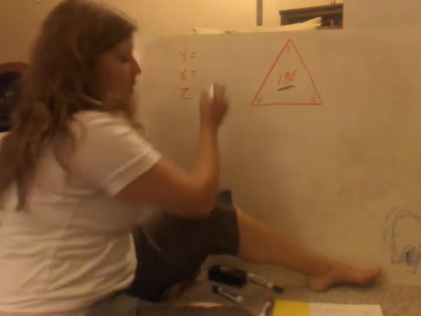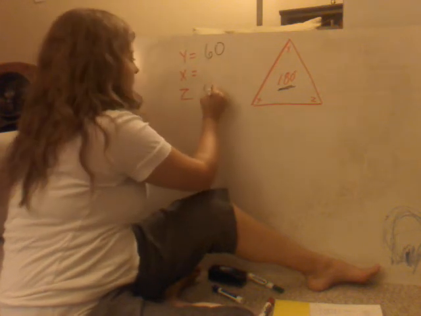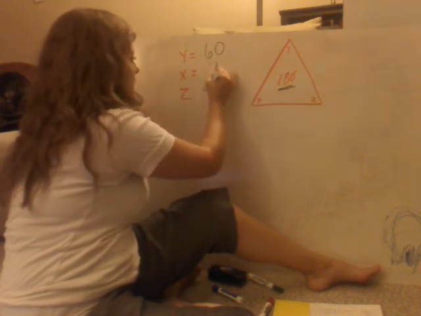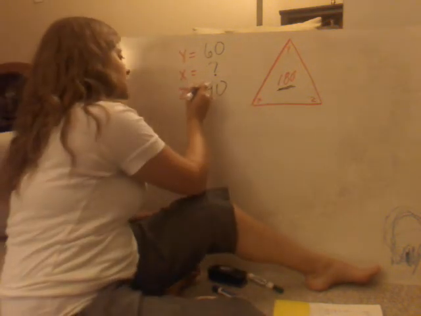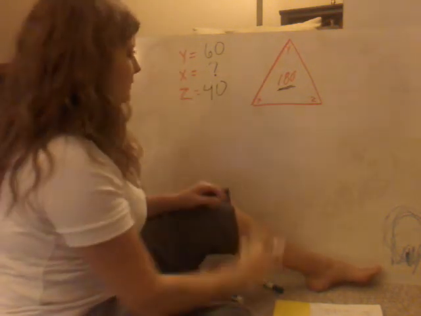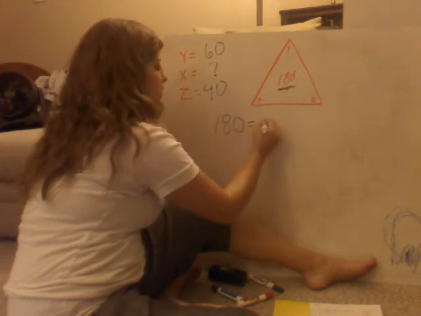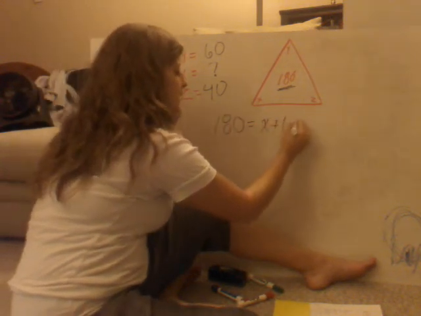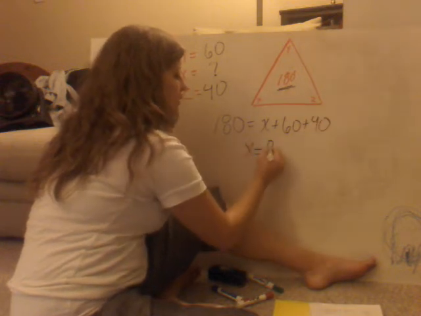Number 13, Y is 60, Z is 40, and X is what I'm looking for. And I erased an equal sign. Oh my goodness. Alright, I fixed it. Okay. 180 is equal to X plus 60 plus 40. X is equal to 80.